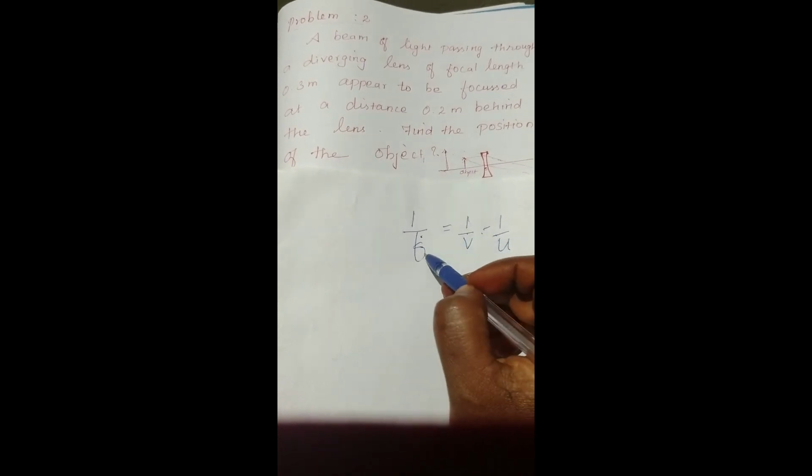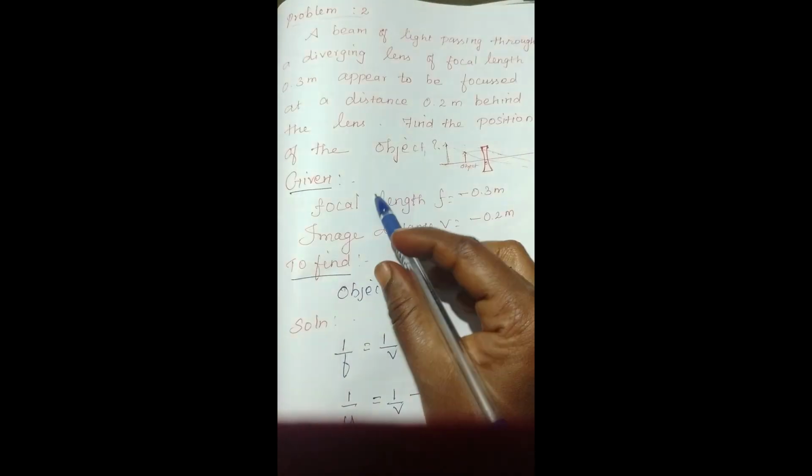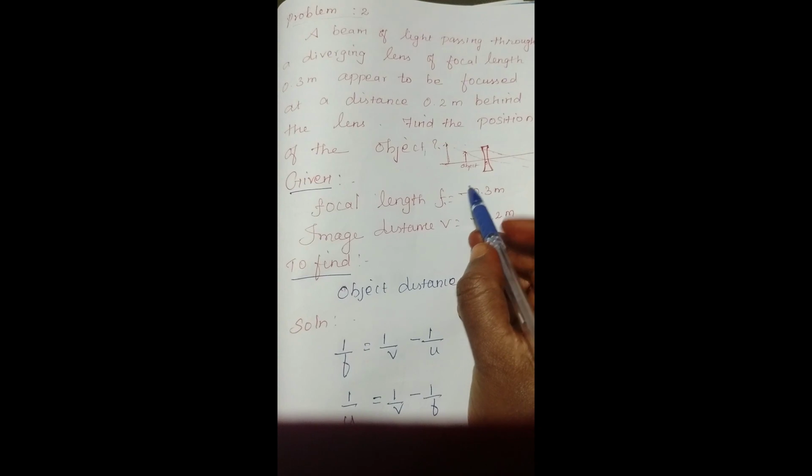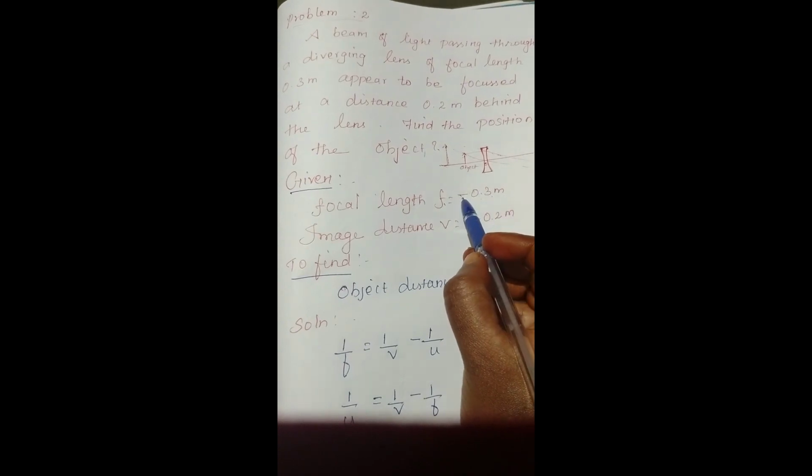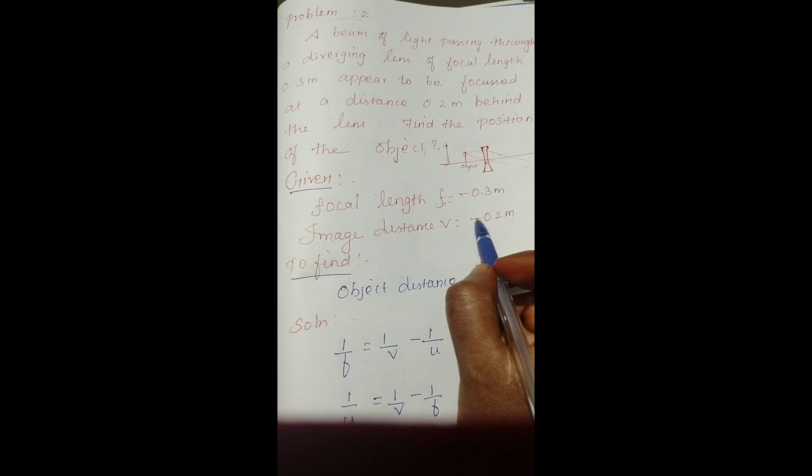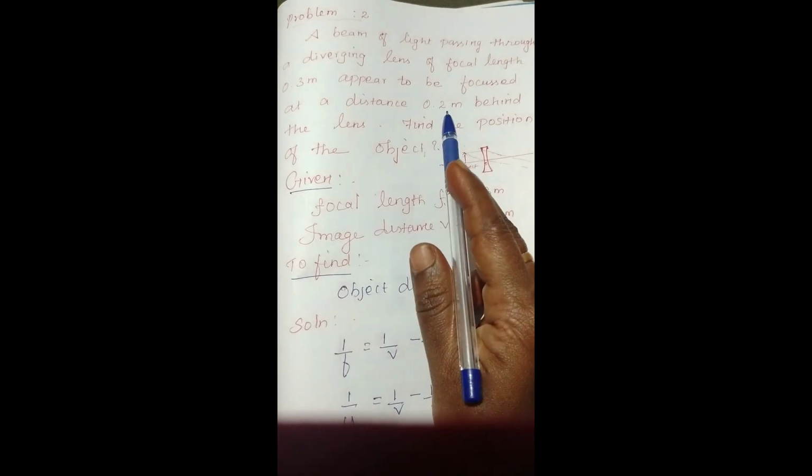So f means focal length, v is the image distance and u is the object distance. Write the given data first. Focal length f is equal to minus 0.3 meter. Why this minus? It is a diverging lens. Diverging means concave lens, the focal length is negative. And the image distance v is equal to minus 0.2 meter.